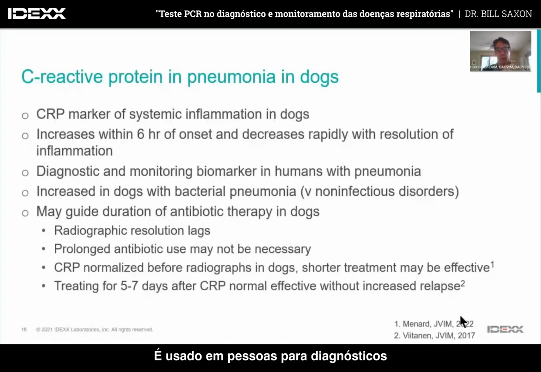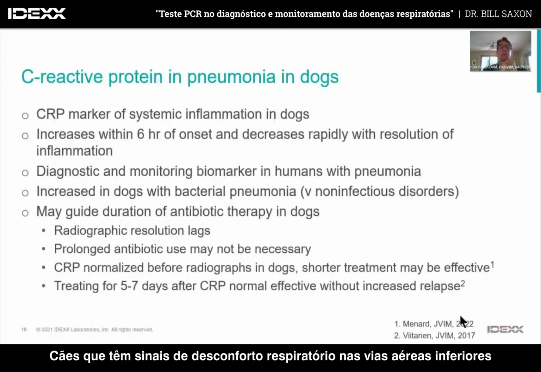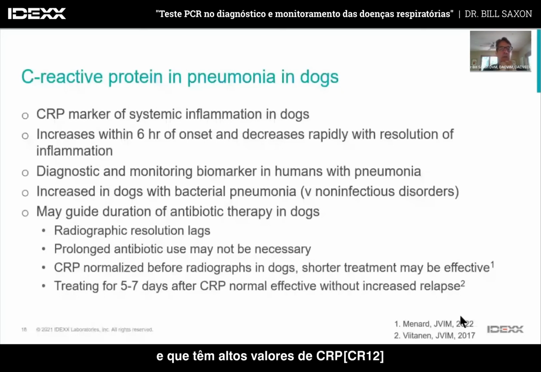Used in people to both diagnose it, because if we're looking for an infectious cause of pneumonia, we'll expect to see a CRP higher than a non-infectious cause, and that's been shown in people as well as in dogs. Dogs that come in with signs of respiratory distress in the lower airways that have the higher CRP values have bacterial pneumonia versus, say, aspiration pneumonia or other types of lower airway inflammation.